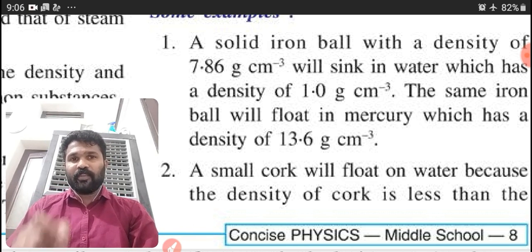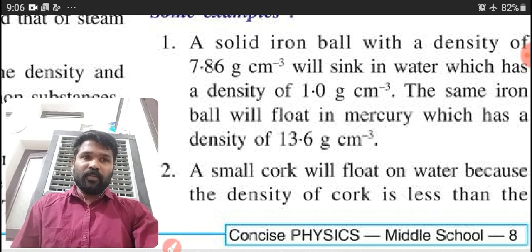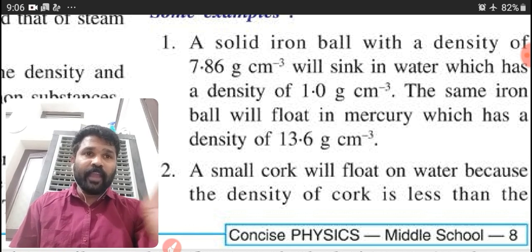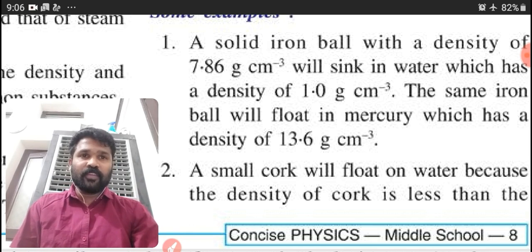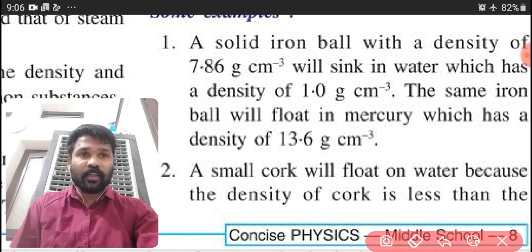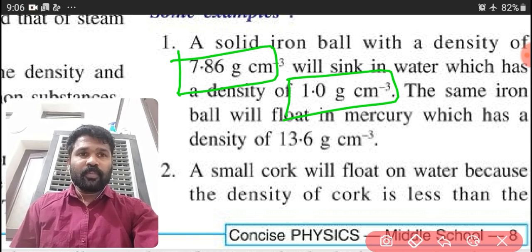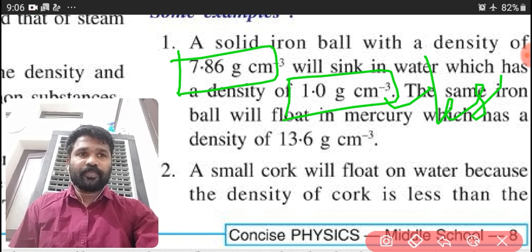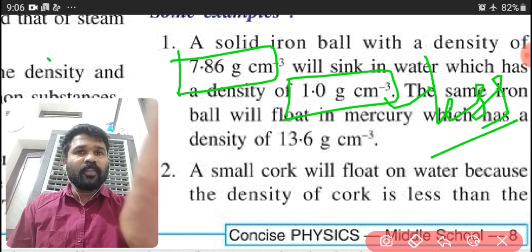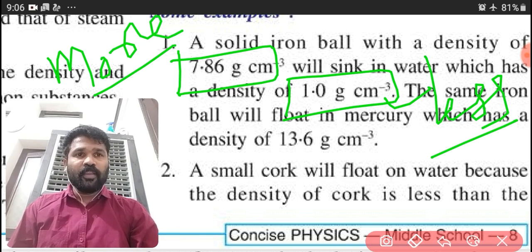Students, listen to this point carefully. In both situations, we are taking a solid iron ball. Its density is 7.86 gram per centimeter cube. It will sink in water because the density of water is 1 gram per centimeter cube. The density of water is less, the density of the iron ball is more. That's why the iron ball sinks in water.